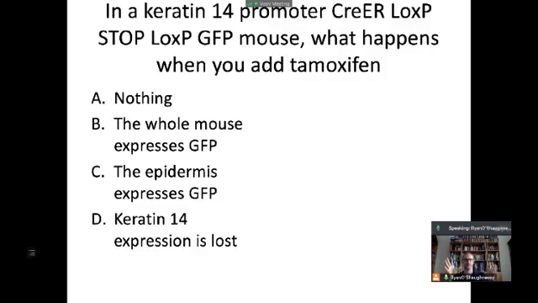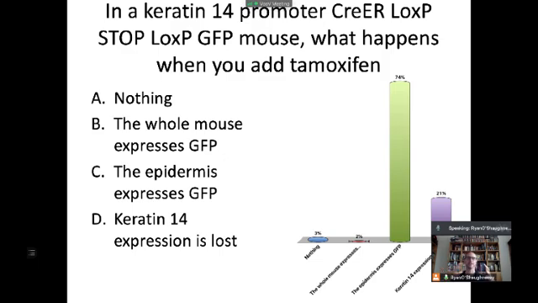So here's a question. In a keratin 14 promoter Cre-ER LOXP stop LOXP GFP mouse, what happens when you add tamoxifen? This is a complicated one, so I'm going to leave you to think about this, but think about the promoter, think about what Cre-ER is doing here, and think about what it's expressing. And we'll go through this in a little bit more detail. So what happens when you add tamoxifen?